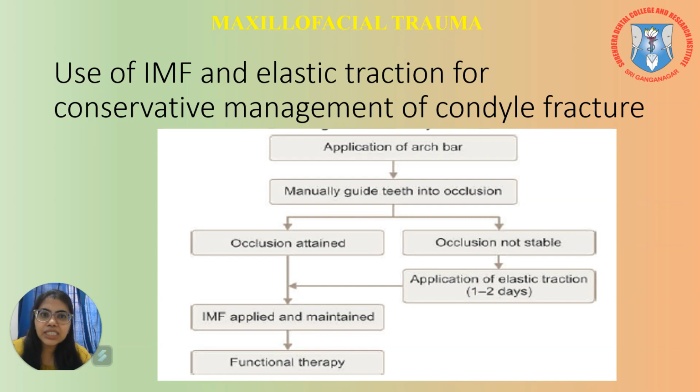Use of IMF and elastic traction for conservative management of condylar fracture. First, we apply the arch bar. Then we guide the teeth into occlusion manually. After guiding the teeth, if occlusion is attained, then IMF is applied and maintained. After that, functional therapy is given to the patient. If occlusion is not attained, then we apply elastic traction for a few days, and when occlusion is attained, IMF is applied and functional therapy is given.